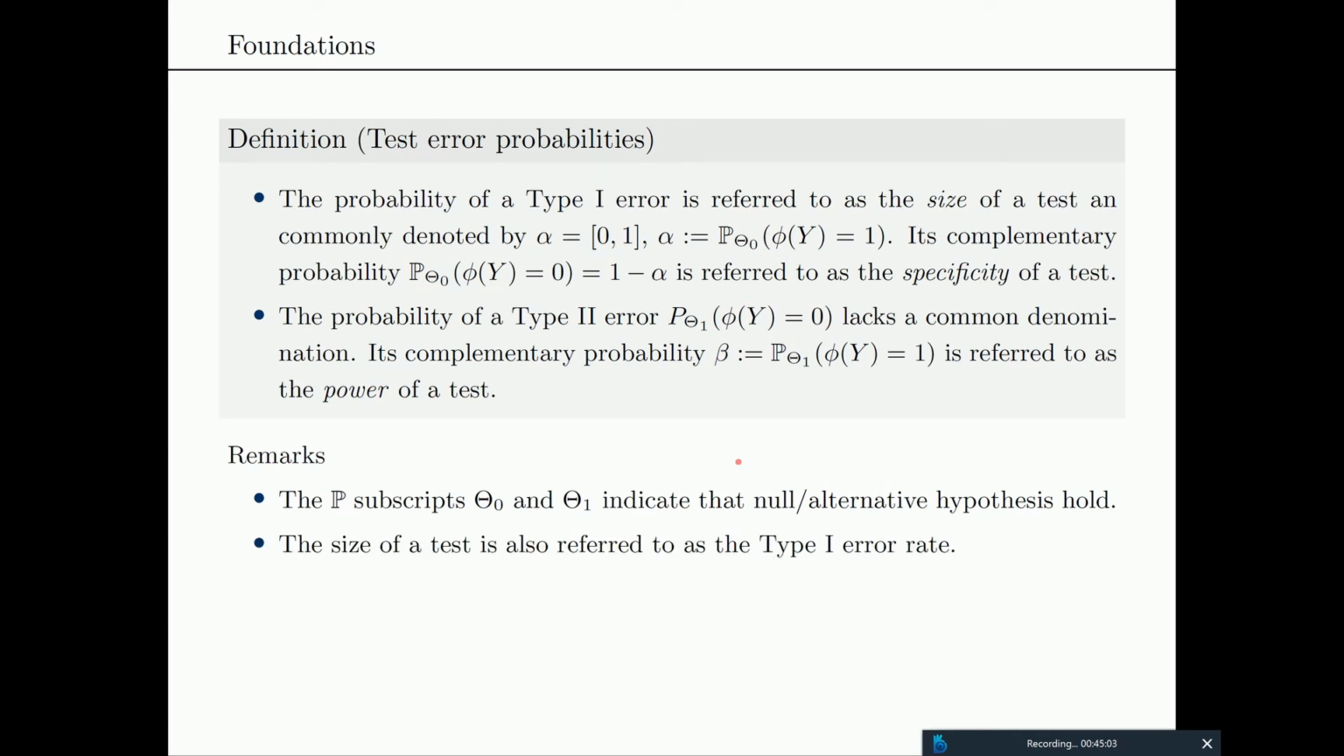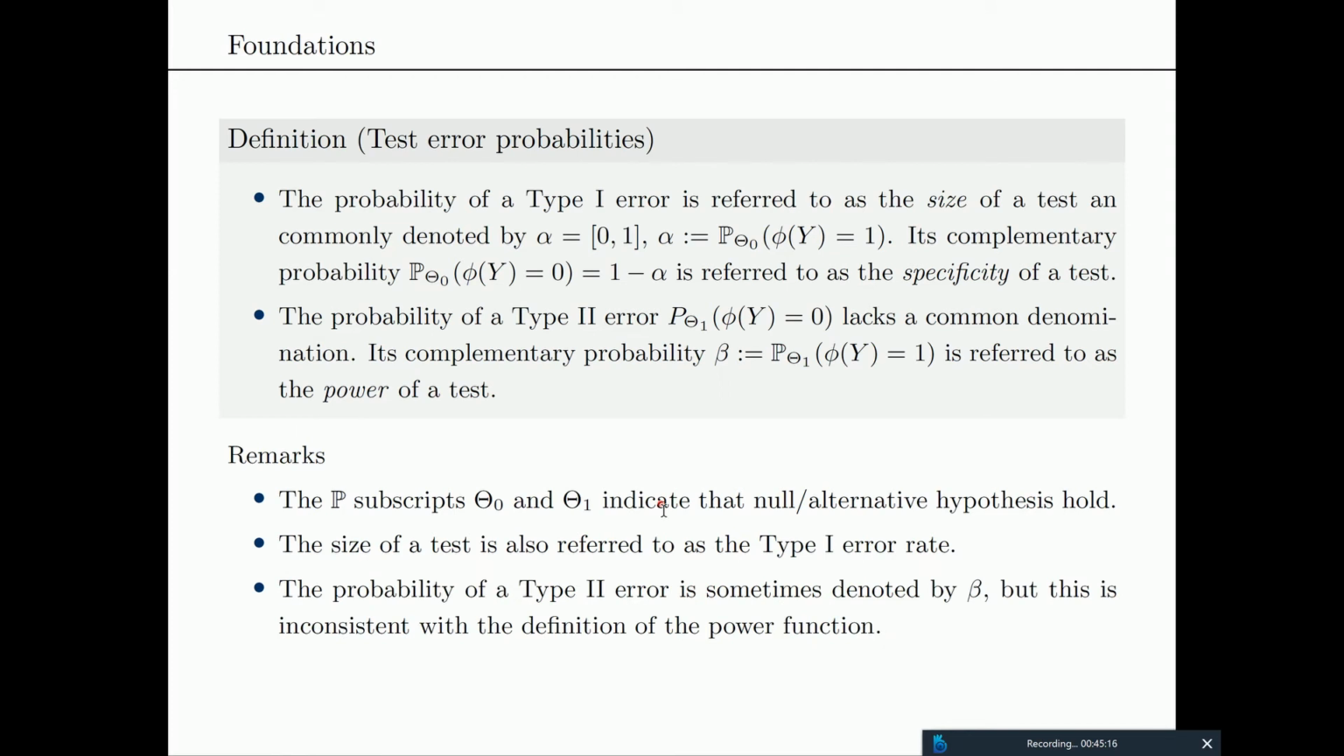The size of a test is also referred to as the type 1 error rate. So if you heard about things like family-wise error rate or error rates in general, this is very much related, but yeah, it's called size. And this also happens sometimes. So the probability of a type 2 error is sometimes called beta, and this is where your beta error, I think, comes from. But if you look at how power functions are usually written in statistics, namely with a beta, this then goes wrong, and so I don't do that.